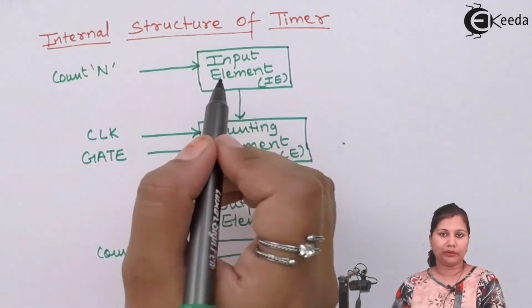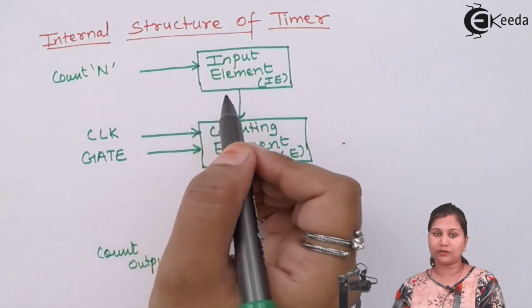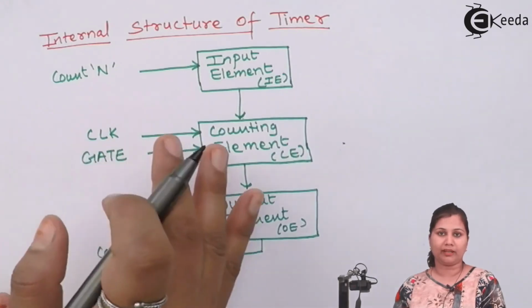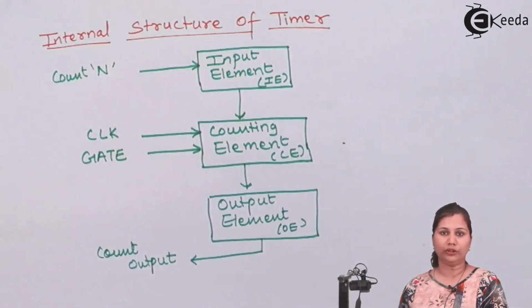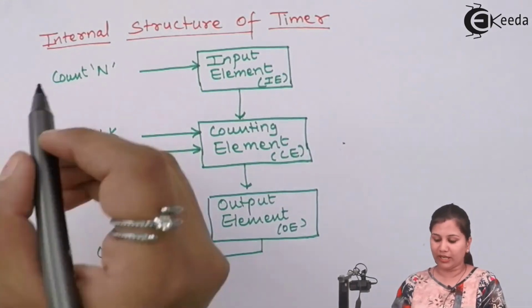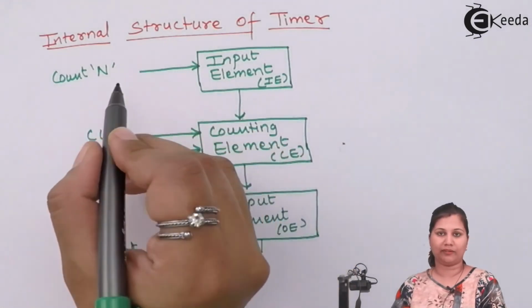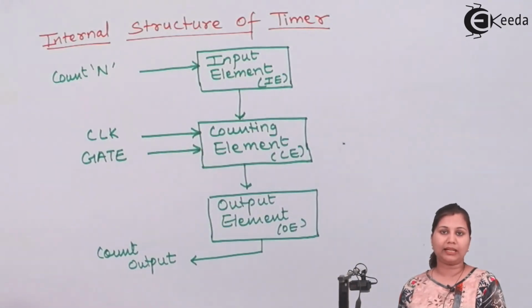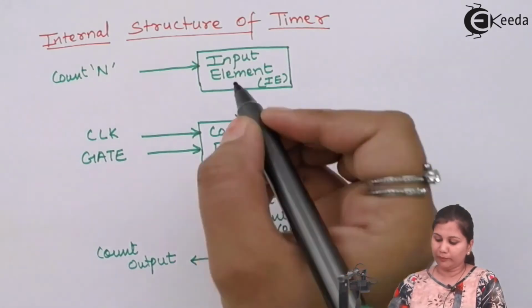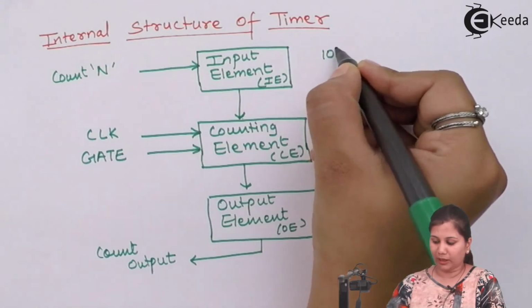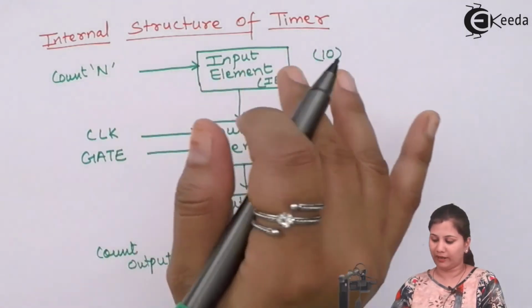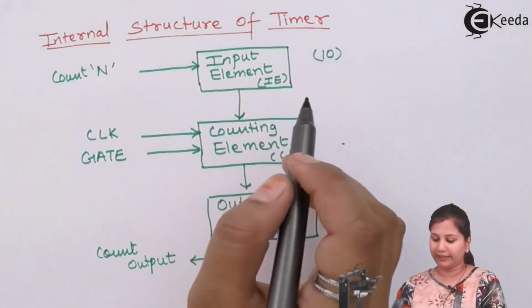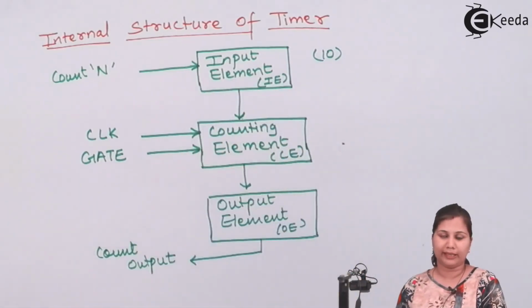Once the input element has been initialized, the count will remain there until it is reloaded with a new count. Suppose you have given the count value of 10, then 10 will remain in the input element until the timer is reloaded by some other count. So the input element is going to contain the count 10 in it.